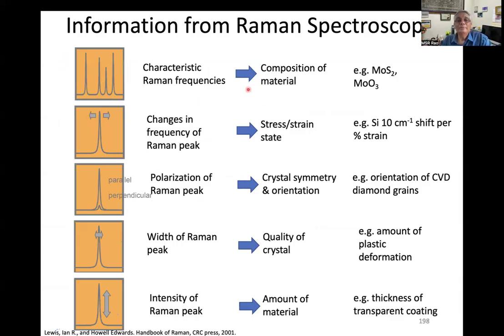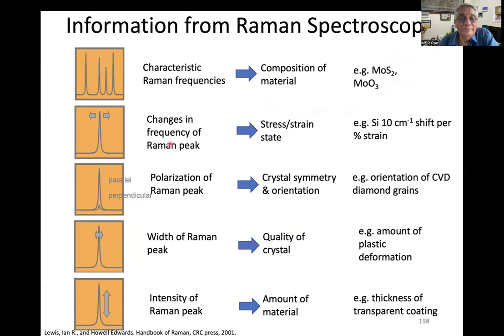Now, if you look at the information that one gets from Raman spectroscopy, typical characterization of Raman frequencies, composition of materials like MoS2, MoSe2. Now in this two-dimensional form, these materials play a very significant role in the fundamental understanding of 2D materials, and also how they're going to be useful in devices.